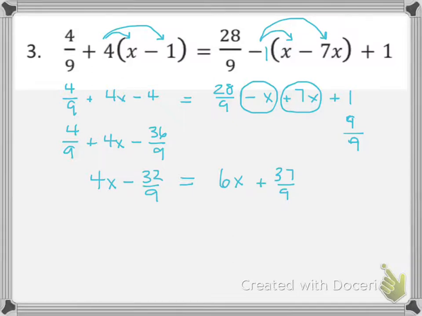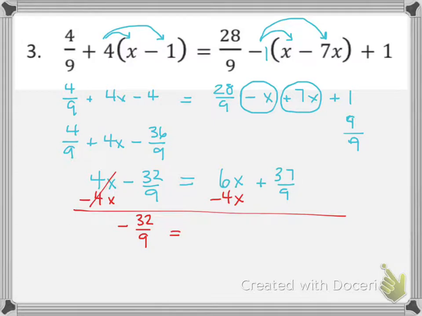Now we're going to go about getting the variables on the same side. So 4x and a +6x, I'm going to subtract 4x from both sides. That gives me a +2 on the right side. The x's go away on the left side. I still have the -32/9 over there. On the right side, 6x minus 4x is 2x, and I still have the 37/9 on the right side.